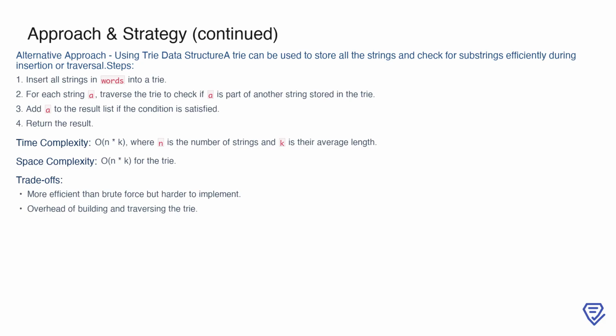This method has a time complexity of O(n * k), where n is the number of strings and k is their average length. The space complexity is O(n * k), as the tree has to store all strings. While this approach is more efficient than brute force for large inputs, it comes with the added overhead of building and traversing the tree. This makes it harder to implement and less practical unless the constraints are very large.